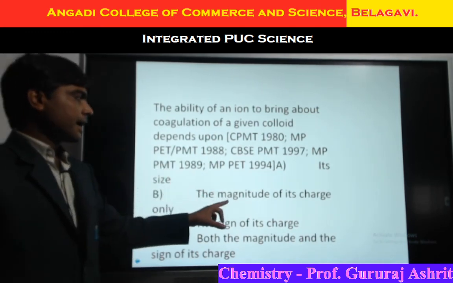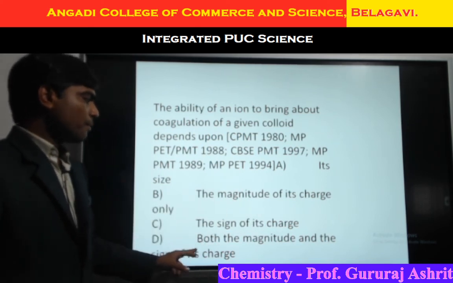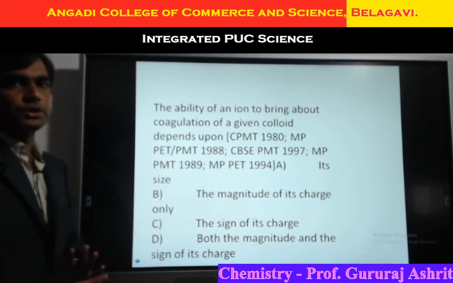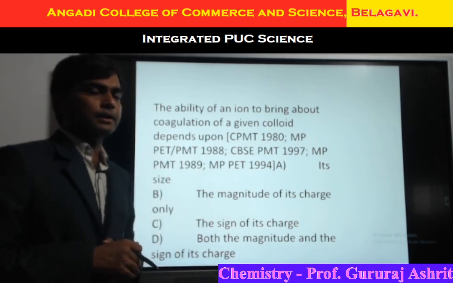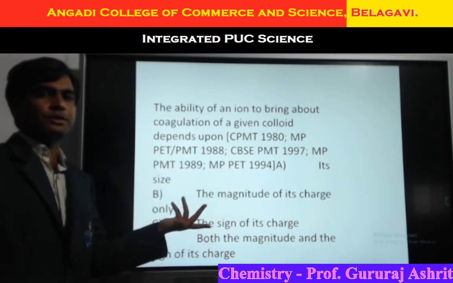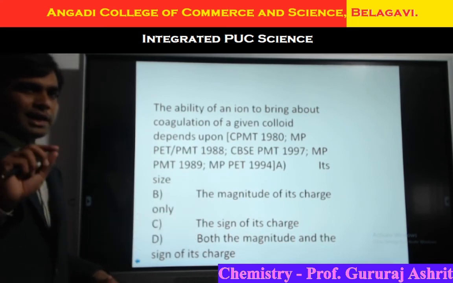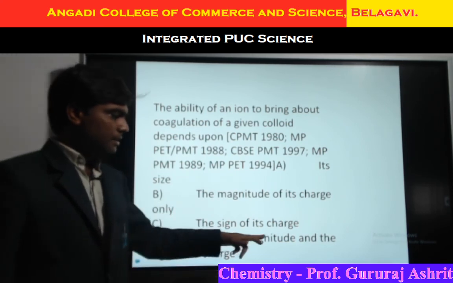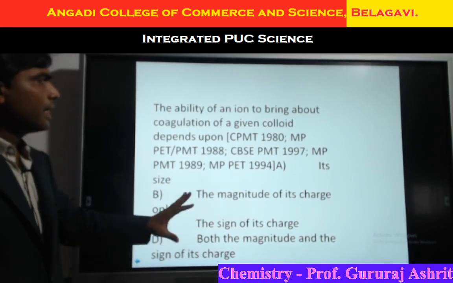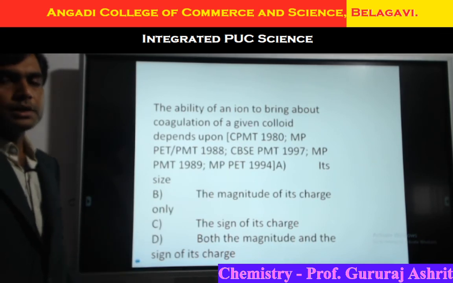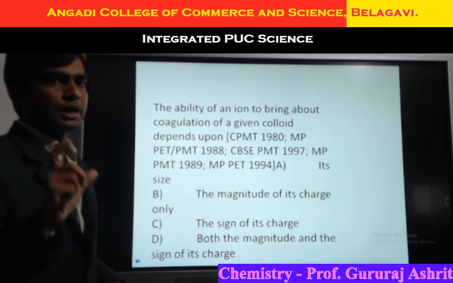Second one, magnitude of its charge. Third, sign of its charge. Fourth, both the magnitude and the sign of its charge. So according to physics, you know what you mean by magnitude, and size also matters, but is it charge alone, size, or magnitude? If you see all the things, size will not interfere. So the correct answer is both the magnitude and the sign of its charge. Based on that, we can tell that coagulation depends on it. So charge means what? Al3+, Ba2+, and Na+. Charge will be the dependent factor. Okay.